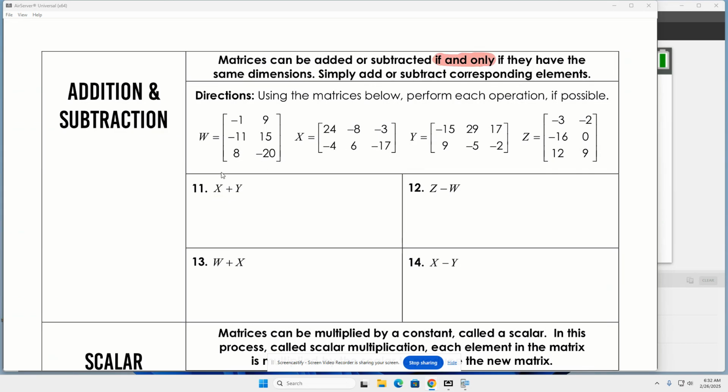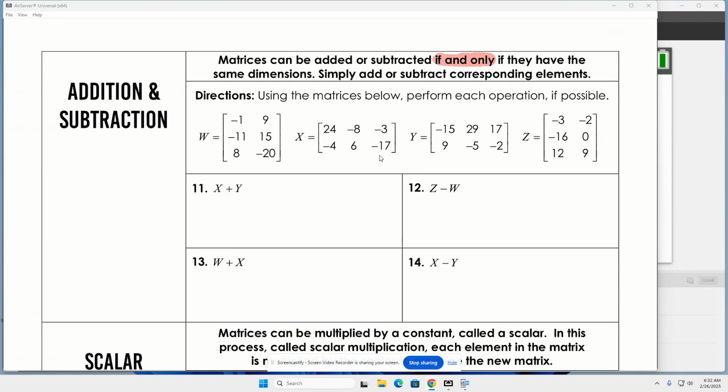They're not the same dimensions. Now, could I take this 3 by 2 and add it to this Z? For sure, look, they're the same dimensions. When they're the same dimensions, we're allowed to add and subtract. Same with X and Y.